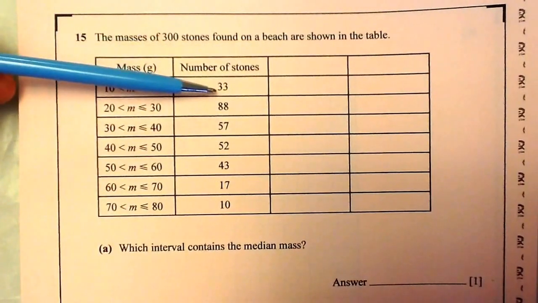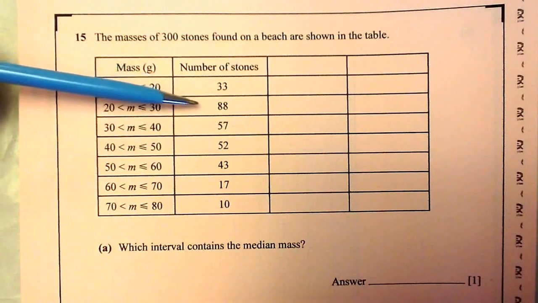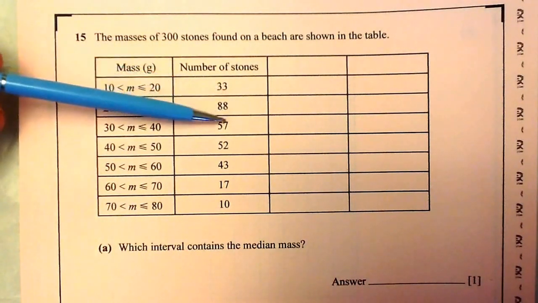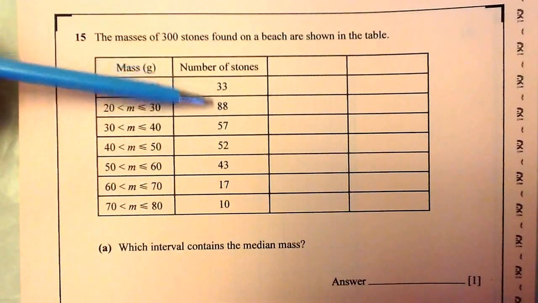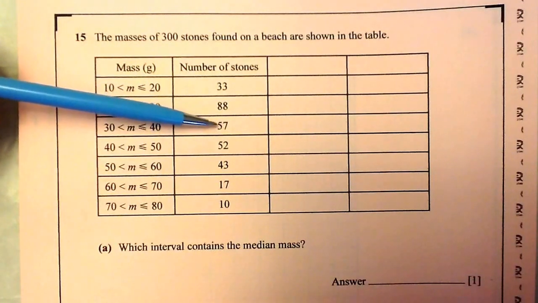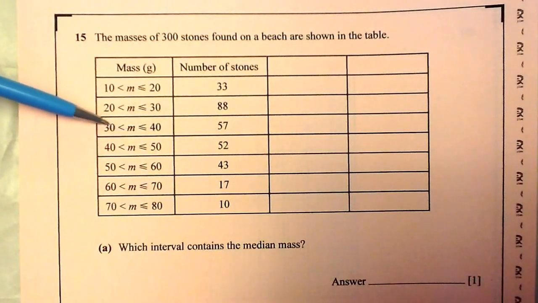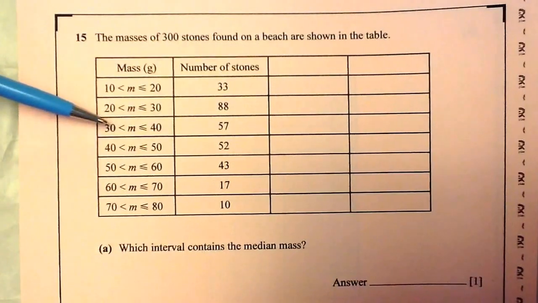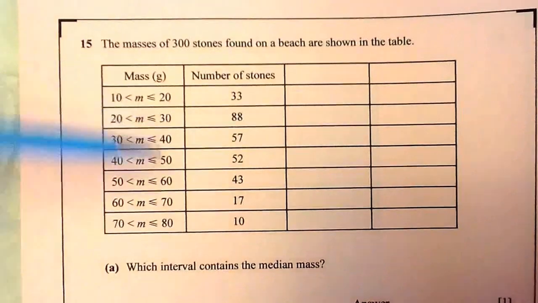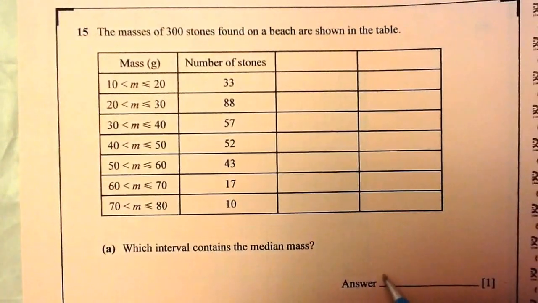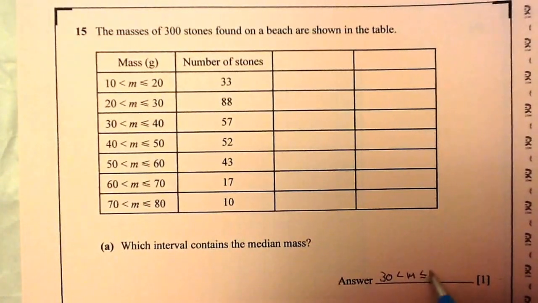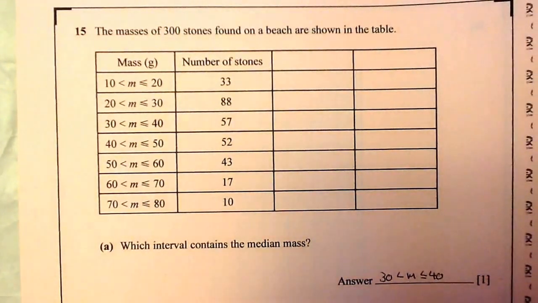Now if we have a look at this table, they're already arranged in mass order. So there's 33 in the first group, there's a further 88 in the second group. Now that makes a total of 121. Now we're looking for 150, so 150 must be in this third group. So the interval that contains the median is 30 to 40. So we just copy that from the table: 30 less than m less than or equal to 40.